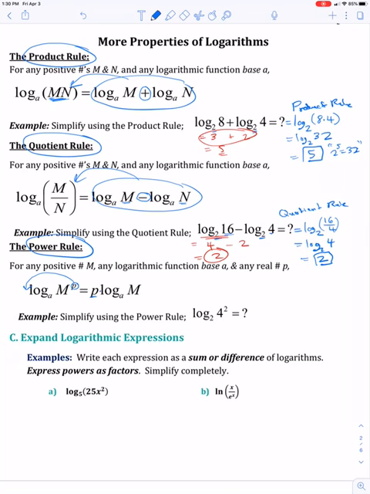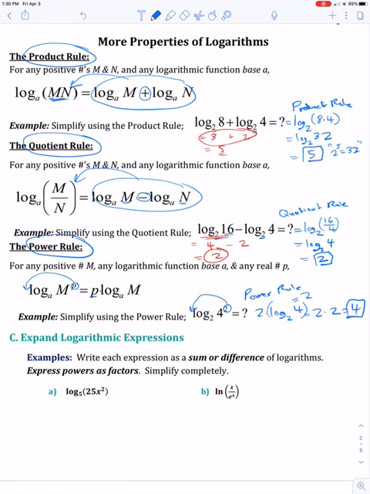So let's simplify using the power rule. How about log base 2 of 4 squared? Well, applying the power rule, here's our power. We can bring it out in front. So that's equal to 2 times log base 2 of 4. And we know that's equal to 2 times 2, because log base 2 of 4 is 2, since 2 squared is 4. So we end up with 4.